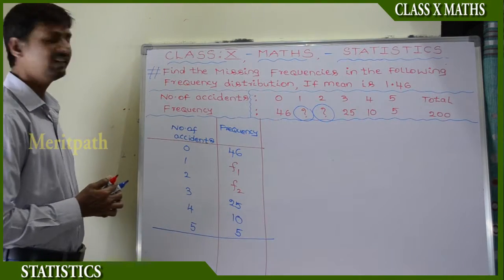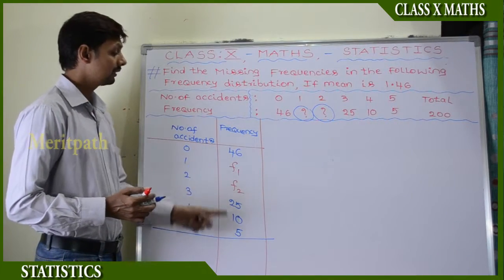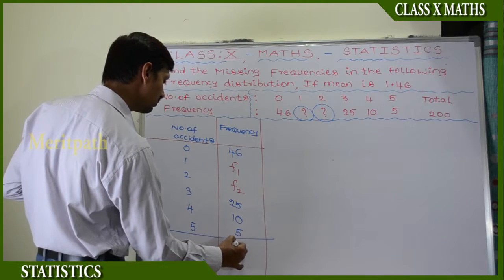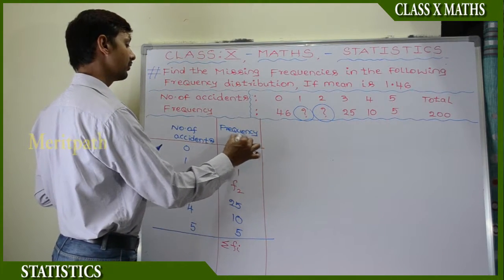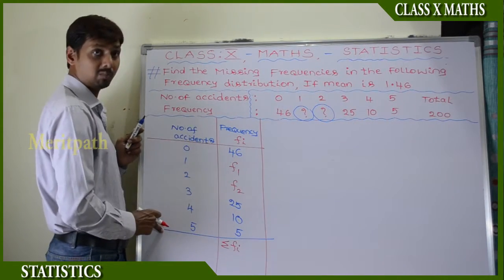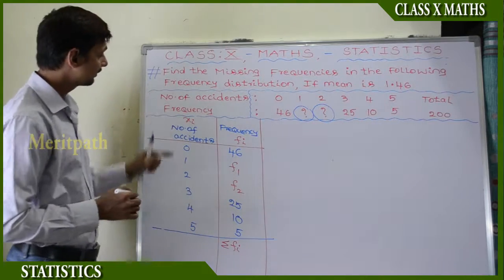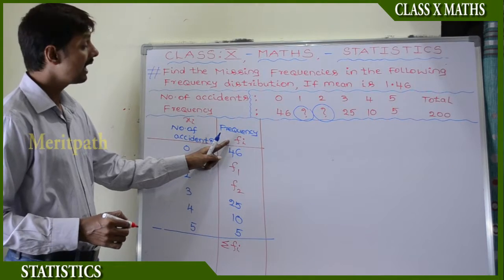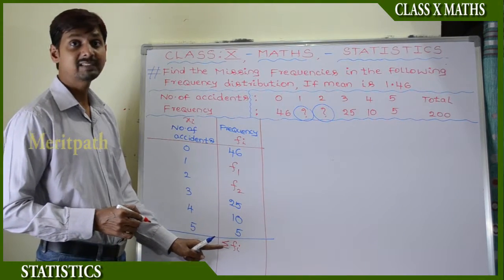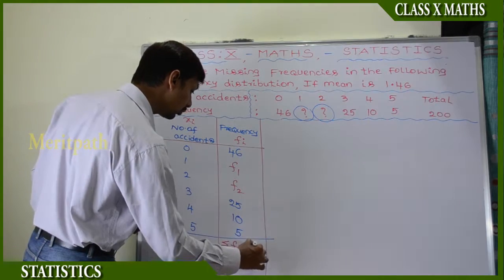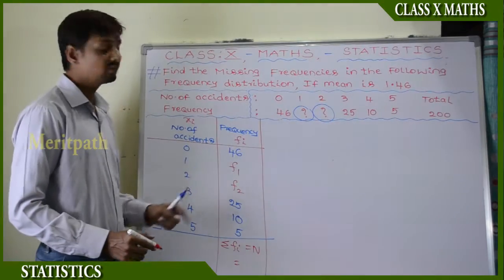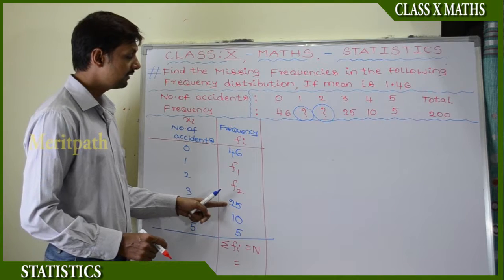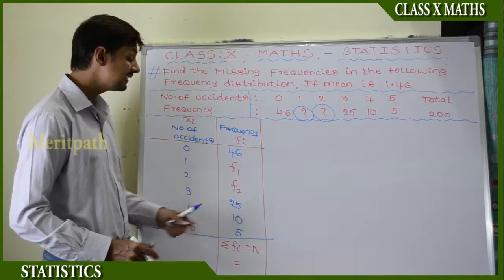Earlier we discussed that the total number of frequency is called n, or sigma fi. The sum of the frequency is called sigma fi. The frequency is called fi, and the number given here is the class, which for ungrouped data is 0, 1, 2, 3, 4, 5. This is called xi, and this is fi. When we add all of these together, it is the sum of the frequency, sigma fi, also called n. So let's find the sum of the frequency: 46 and 25 is 71, plus 10 is 81, plus 5 is 86.